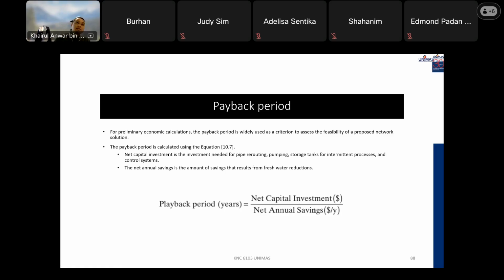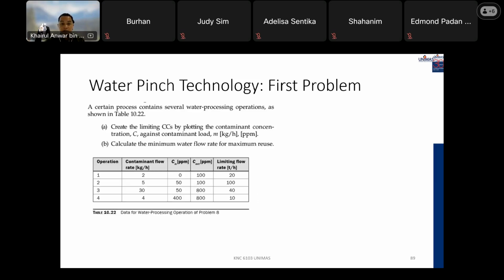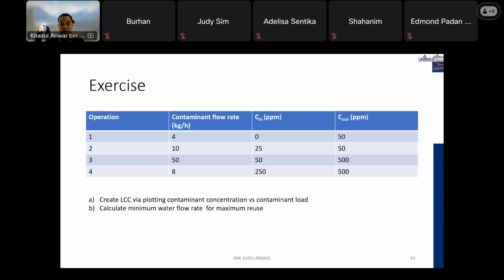So the idea is we want to reduce the freshwater as low as possible. So that's why any increment of the freshwater, they call it water penalty. So how much is the capital investment over the annual saving from the fresh water or the fresh gas? It is the payback result. Okay, this is an example. Let's see.